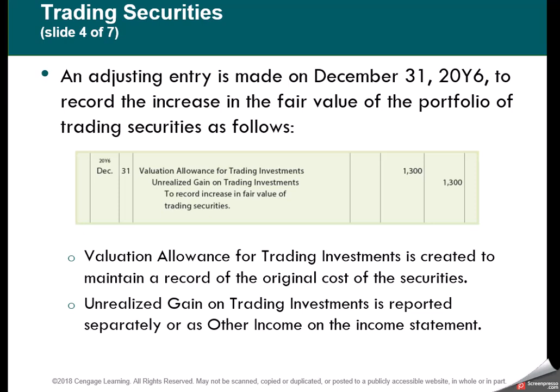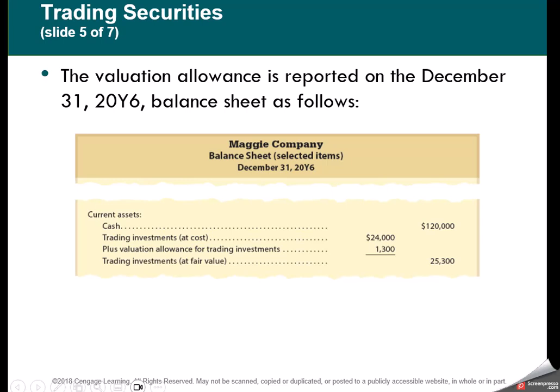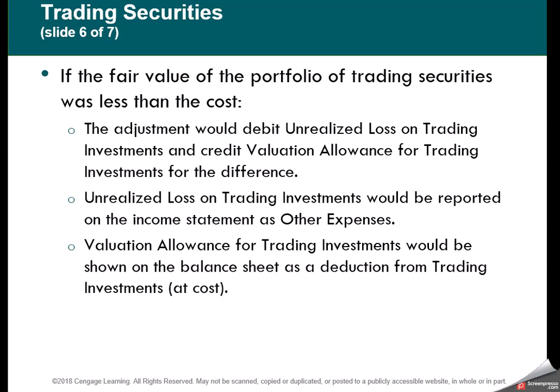Okay. So you're gonna see that we record that unrealized gain in our trading investment, and then we have a valuation allowance that we create. Now that unrealized gain is going to be reported separately in the other income section of our income statement because again, it's not a true realized gain. And then our valuation allowance account is going to be shown in our balance sheet, and we would add that to the value of our trading securities or investments.